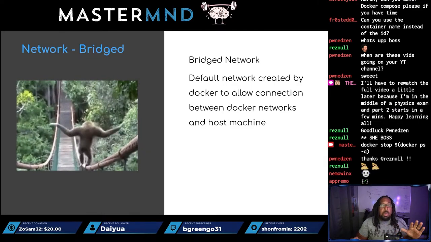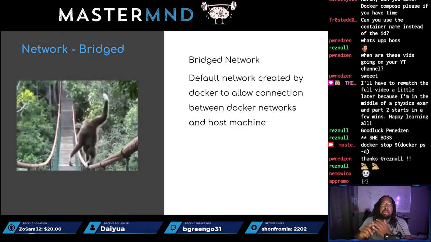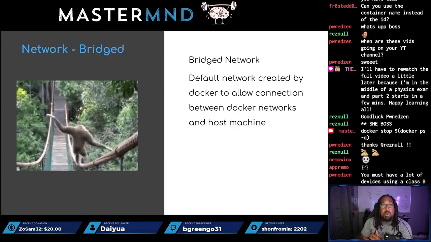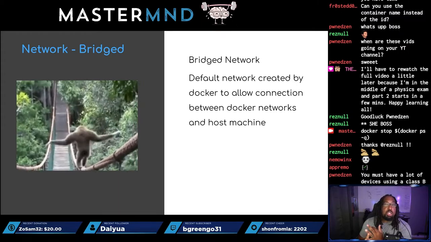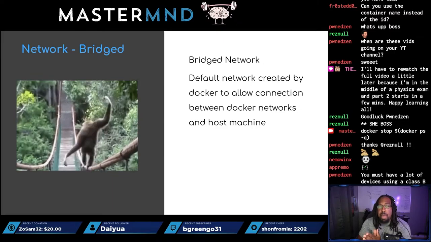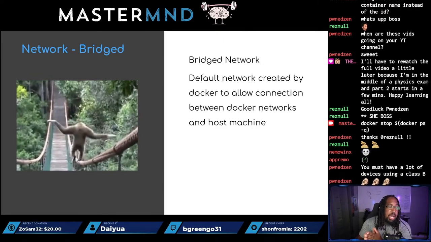So, the three network types. Let's cover this part again. Just bridge. This is kind of the default network type. This bridges the container network to your host machine, and it allows for some connections to happen there. This is what allows for port mapping. This is the one that comes by default.